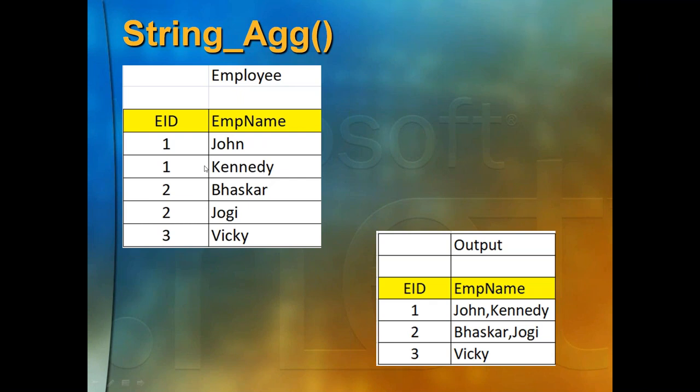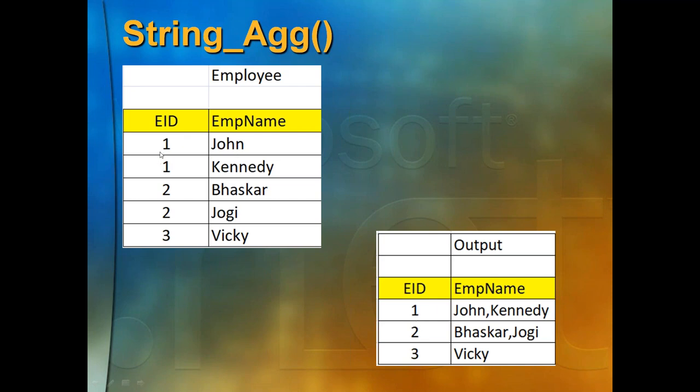Okay, if you see carefully, I have one table where I have one John and one Kennedy, and there is no primary key on this. And two Bhaskar and two Jogi and three Wiki. So this is the data I have in SQL Server, but the output I need is like this.